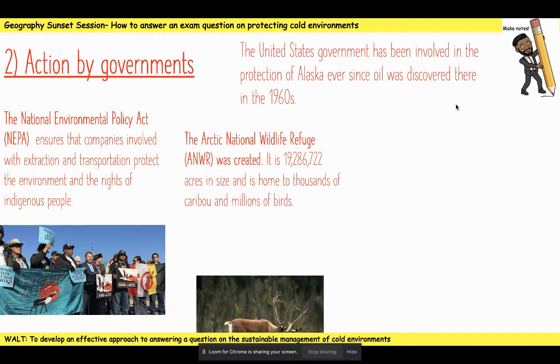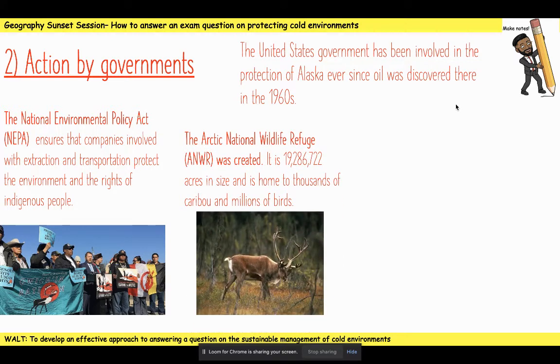Also, the introduction of the Arctic National Wildlife Refuge in the north of Alaska. So that was created, and it's 19 million acres in size, so about 19 million football pitches, and is home to thousands of caribou and millions of birds. So we need to think about how we can conserve that biodiversity.